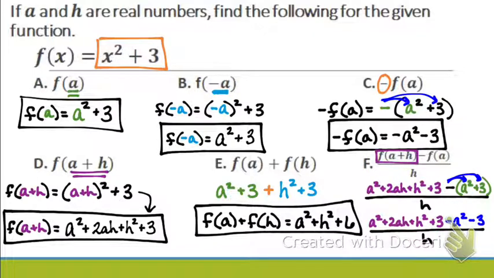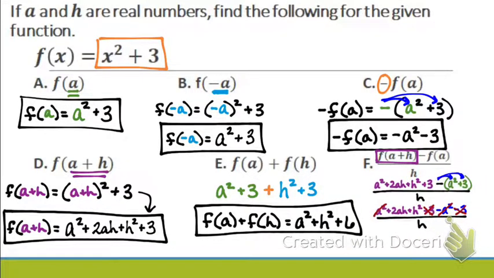all over h. This is looking an awful lot like that test problem that we had. Like ridiculously so at this point. What can I simplify from here? That 3 and the negative 3 cancel, the a squared. A squareds cancel, positive 3 and negative 3 cancel. Let's write down what we've got left over then. I have 2ah plus h squared over h.